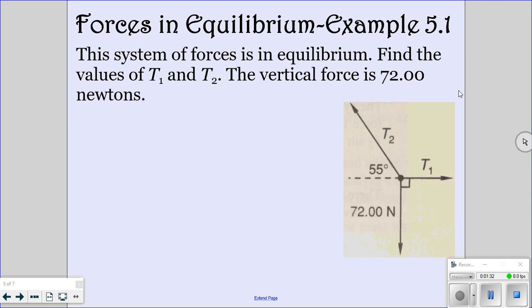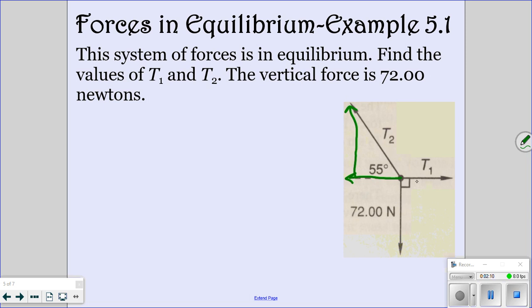We've got three forces here. One of them is T1, one of them is T2, and the other one is 72 newtons. And so we want to find the value of T1 and T2. So we have to break it down into our x components and our y components. So the x components are T1 and then this part here of T2. The y components are 72 and this part of your T2.